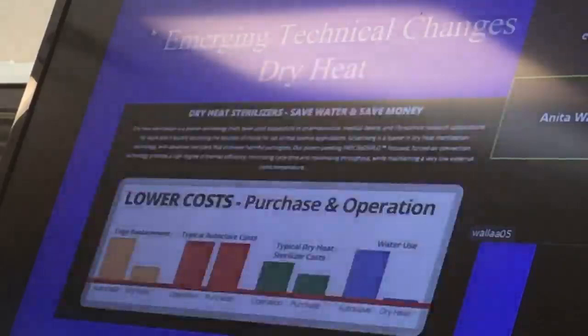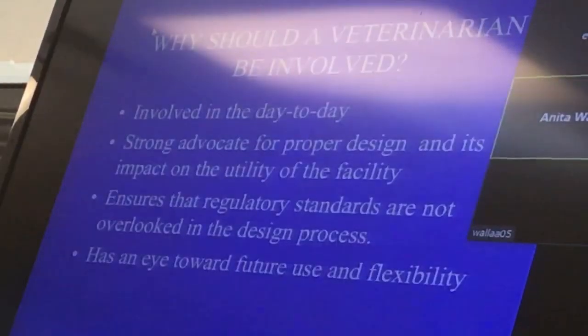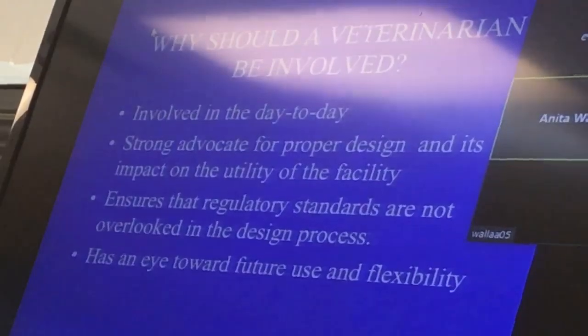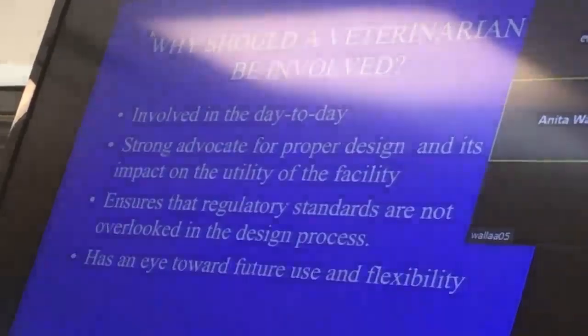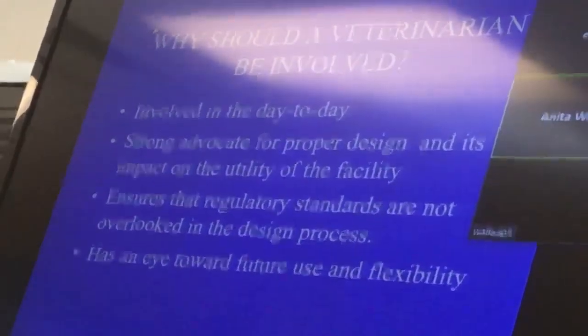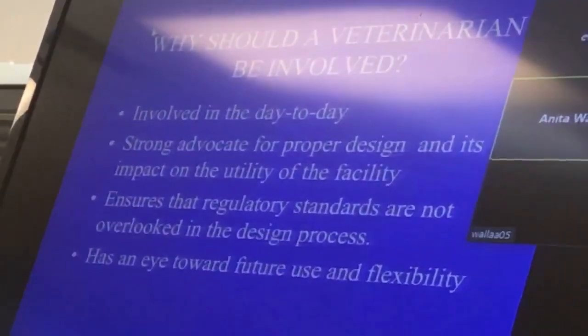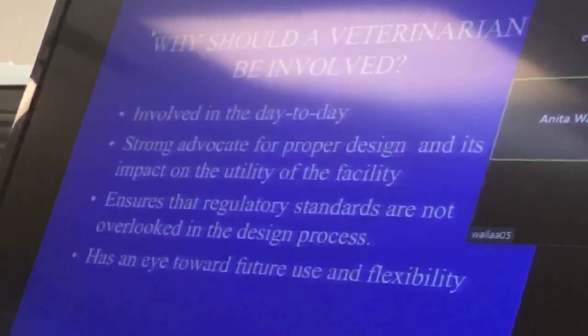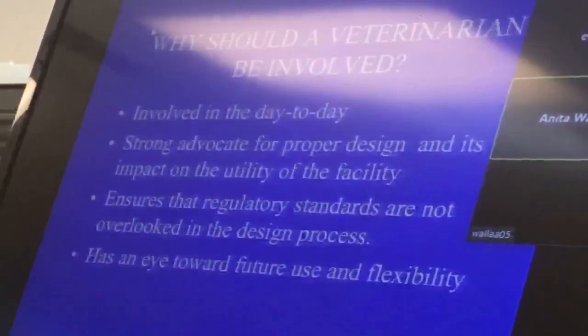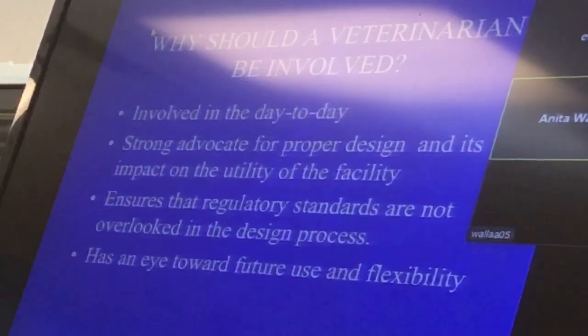So I know we're running short on time, so I'm going to speed up here. I just want to reemphasize, why should you as a veterinarian be interested or involved in this whole concept of facility design? Well, again, from a laboratory animal perspective, you are the animal expert. And regardless of what someone is telling you about the way a facility is designed and should function, you are the last word on what should be done to maintain the safety and well-being of those animals.